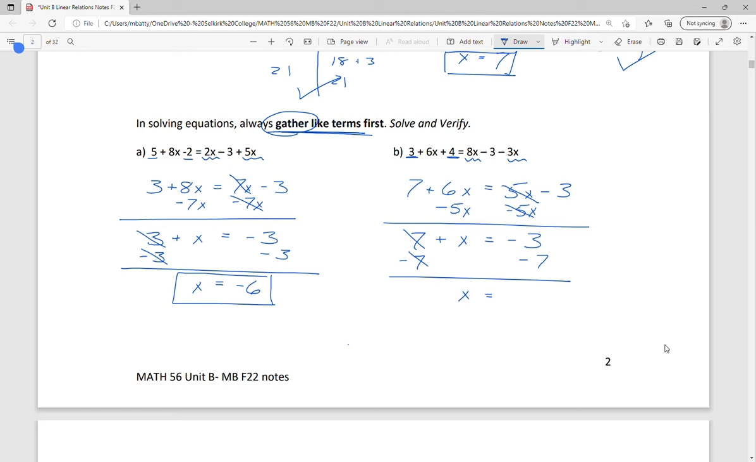Gosh, I've probably said left and right wrong a couple times already in the video, sorry. And x equals a minus 10.